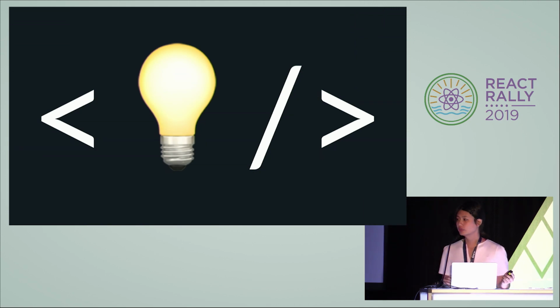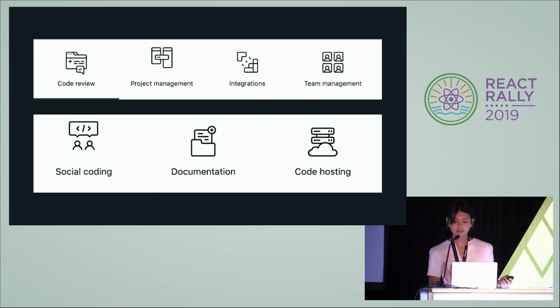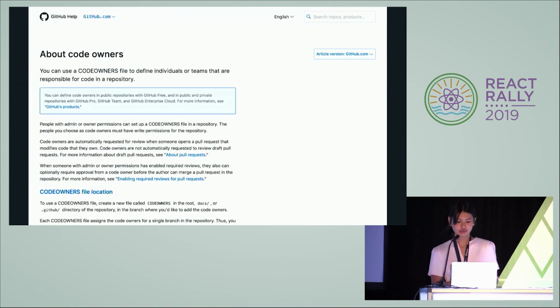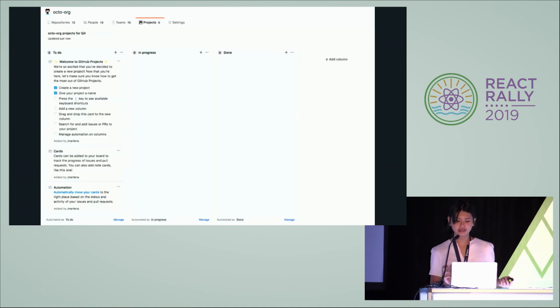And throughout this process, we learned a couple of things that would have been a pain to deal with if we had just had a free-for-all and let anyone start a language. First of all, GitHub is complicated. There's a lot of features. Do you know how permissions work on GitHub teams? I didn't when I started this project. Should we use code owners? Should we use GitHub projects?